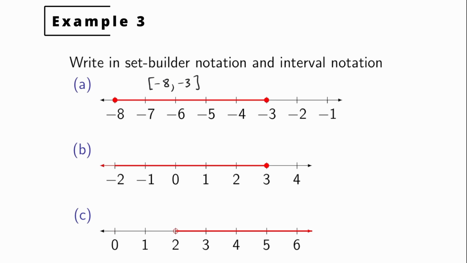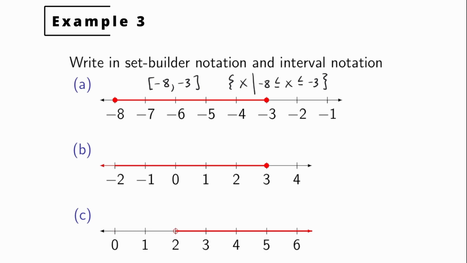I can also write it in set builder notation. It's all numbers x, so that x has to be greater than or equal to -8, but less than or equal to -3. It's important to note that these are the same sets. These two different ways of writing it. We are writing down the same collection of numbers, but just different ways of notating it.